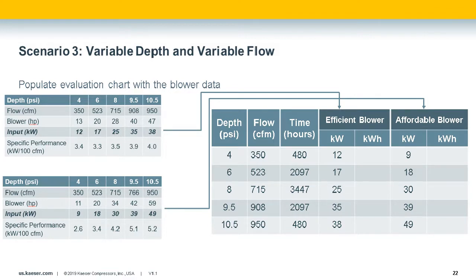One last time, we populate a chart with the kilowatt values. In this view, we can again see how the affordable blower technology gains on the high efficient machine as the pressure falls. Still, the running hours are limited with the model at these lower pressures. Next slide.